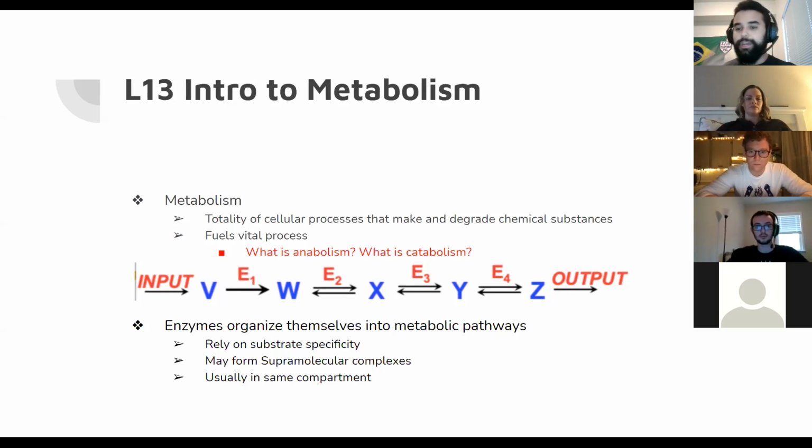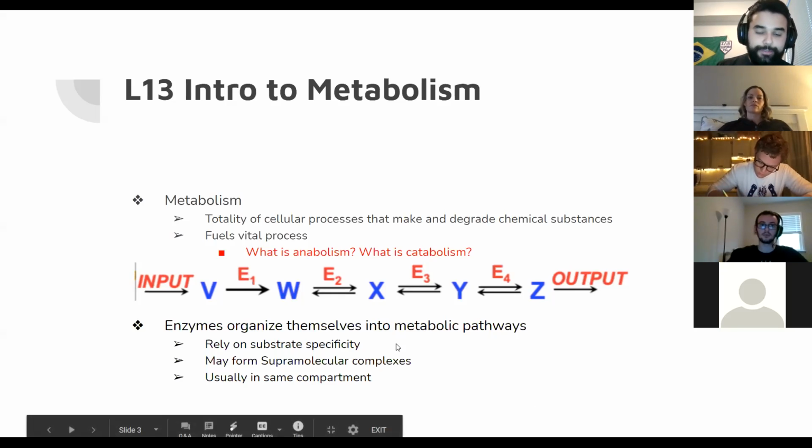Can anybody tell me what anabolism and catabolism is? Anabolism is building and catabolism is tearing down. Yeah, exactly. These are two separate subtypes of metabolism, right? Anabolism is building things up. We build fibers, we build tissue, and catabolism is just the opposite. It's breaking those down into building blocks, right?